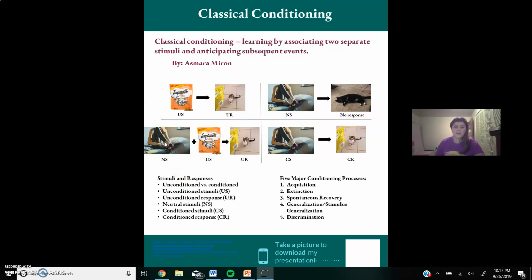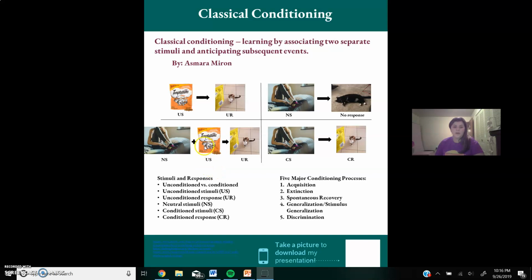So with the NS occurring before the US, the UR would occur. Eventually they learned that if I put my shoes on, they were going to get treats. So the NS turned into the CS, and the UR turned into the CR, and that's basically what classical conditioning is. There are 5 major conditioning processes. The first one is acquisition, which is what I just explained. It's the initial learning of an association, when the NS turns into the CS and the UR turns into the CR.